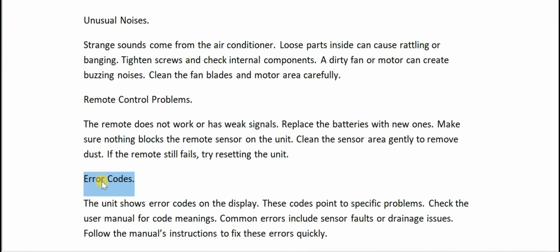Error codes. The unit shows error codes on the display. These codes point to specific problems. Check the user manual for code meanings. Common errors include sensor faults or drainage issues. Follow the manual's instructions to fix these errors quickly.